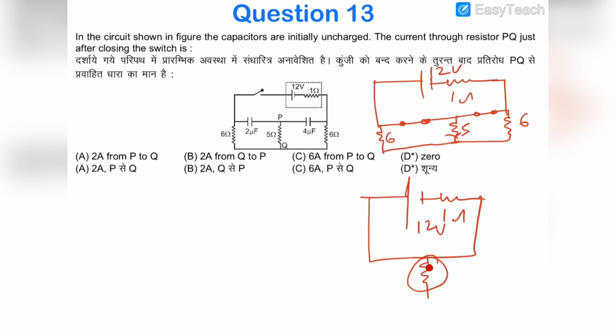So this is open circuit and no current will flow, or we can say that the current will flow like that. It would not go in this branch. Okay, it would follow the path which has least resistance. So the current flowing through these three resistances would be 0. So the correct answer is D.